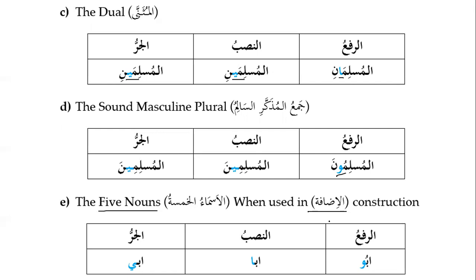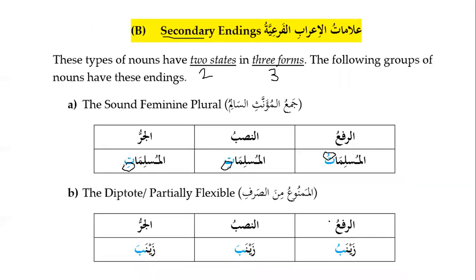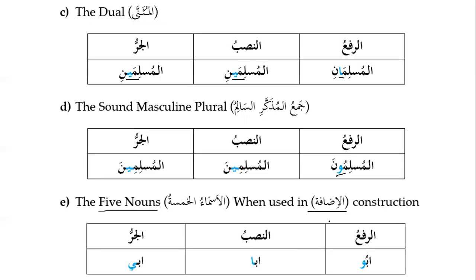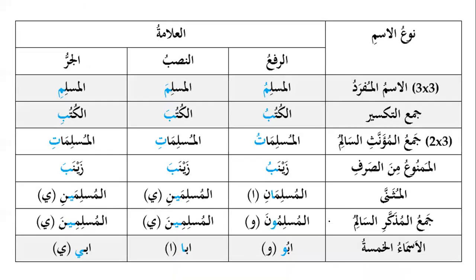All right, so now we are discussing the secondary endings. In secondary endings, we have the sound feminine plural, then al-mamnu min as-sarf, then al-muthanna, then the sound masculine plural, and then the five nouns. So there are basically five forms of the noun which have the secondary endings. As we discussed, only two forms of the noun have primary endings, and the rest of the nouns have secondary endings. And here is a summary, as we can see.